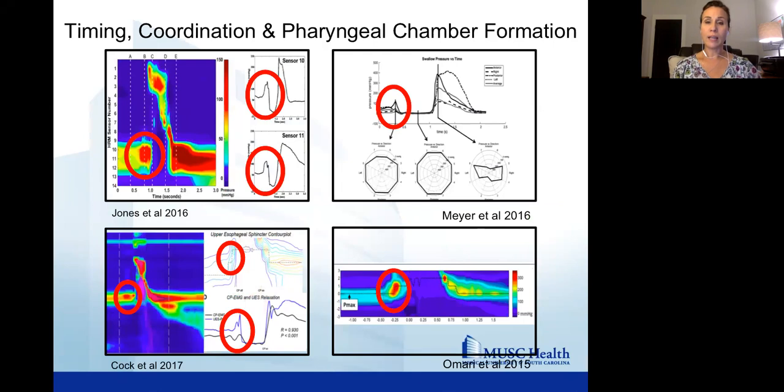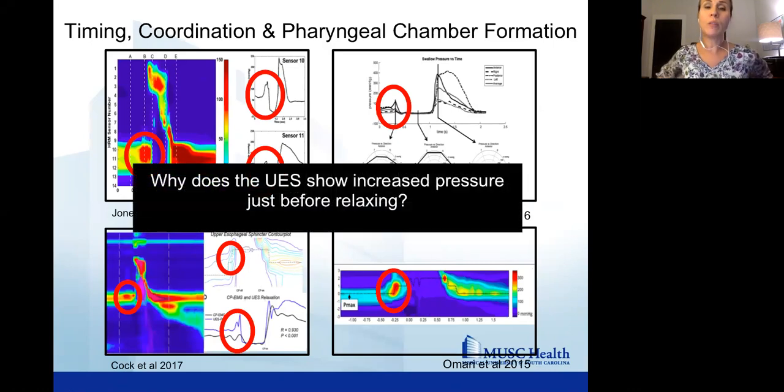And one thing that Kate and I, a year or so ago, were looking at some of our data, and then we started to look at the examples in the literature, and we started to see this increase in the UES, an increase in contractility, these pressures, just before relaxation. And we would see it here in Jones et al. We see it here in Meyer, Dr. Omari and his work, and Dr. Koch as well. These papers weren't specifically addressing this. We just happened to notice it was part of their data when they were publishing about other things. And so we started to ask, well, why would the UES show increased pressure just before relaxing?